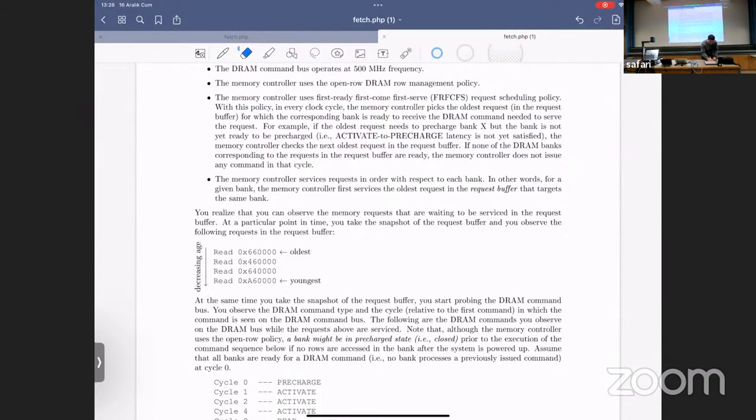Notice that these are ordered in decreasing age. The first request is the oldest request in the request queue, and the last request is the youngest one. This is important because the memory controller uses an FR-FCFS scheduling policy. That means it will try to prioritize older requests, but also won't be able to issue requests if the bus is not ready to accept the command. We'll get to that, but let's start with decoding the address bits first.